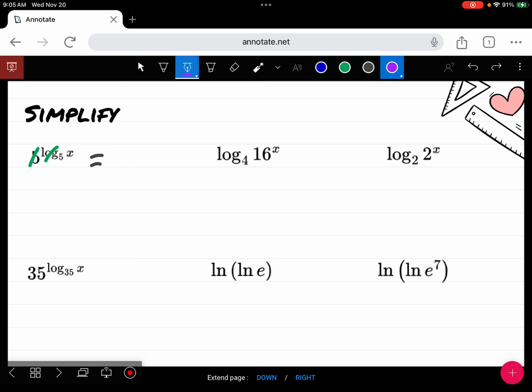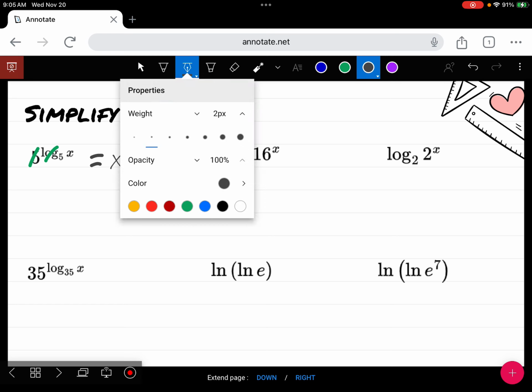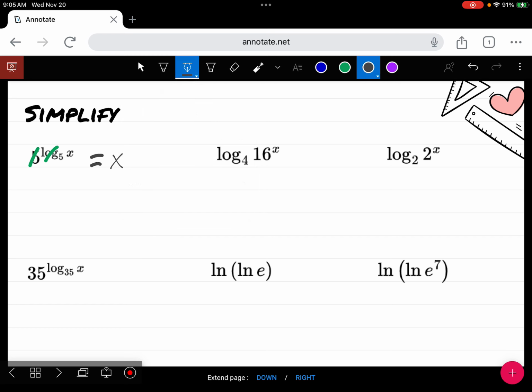And holy chunky marker, Batman. Oh my gosh. Whoa. Other extreme. Okay, there we go. Let's find middle ground.